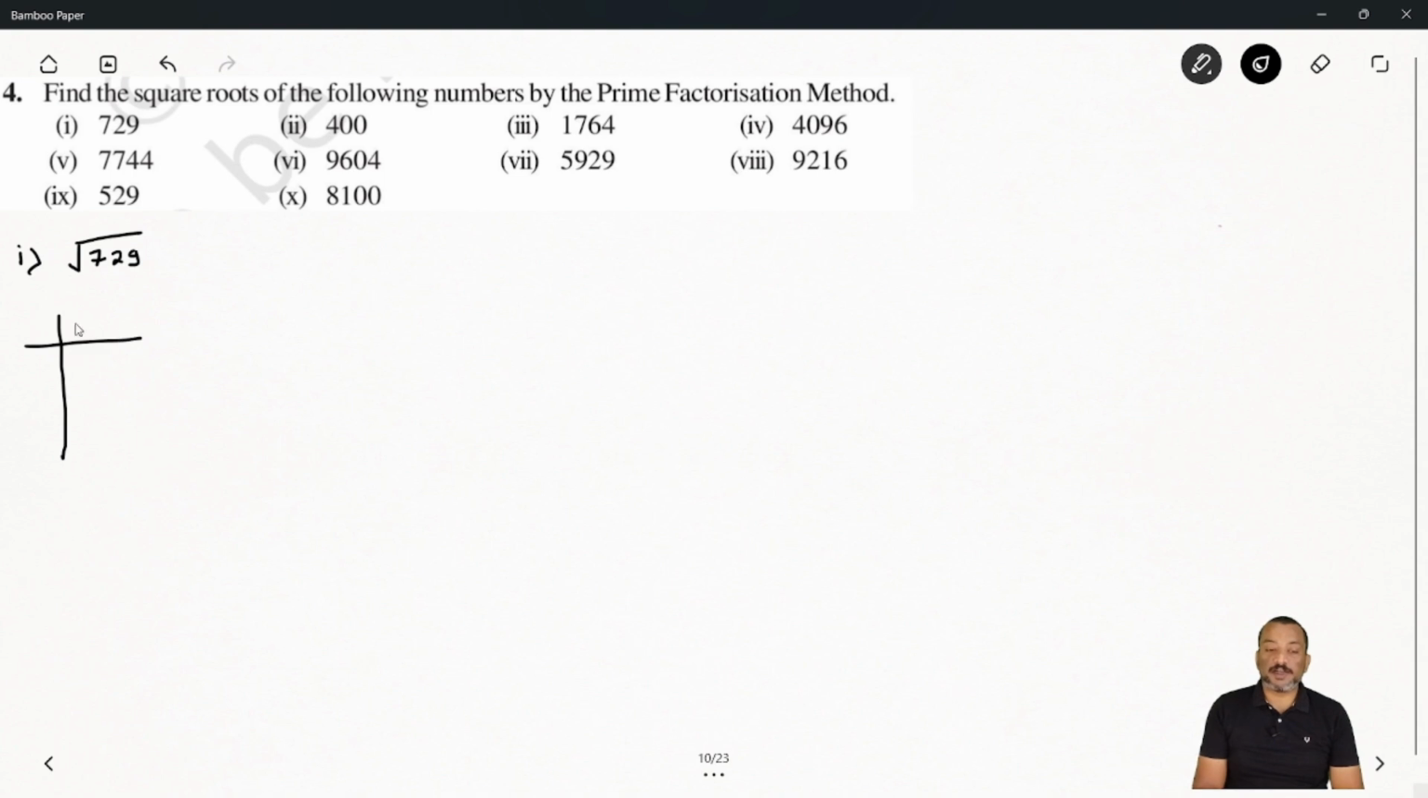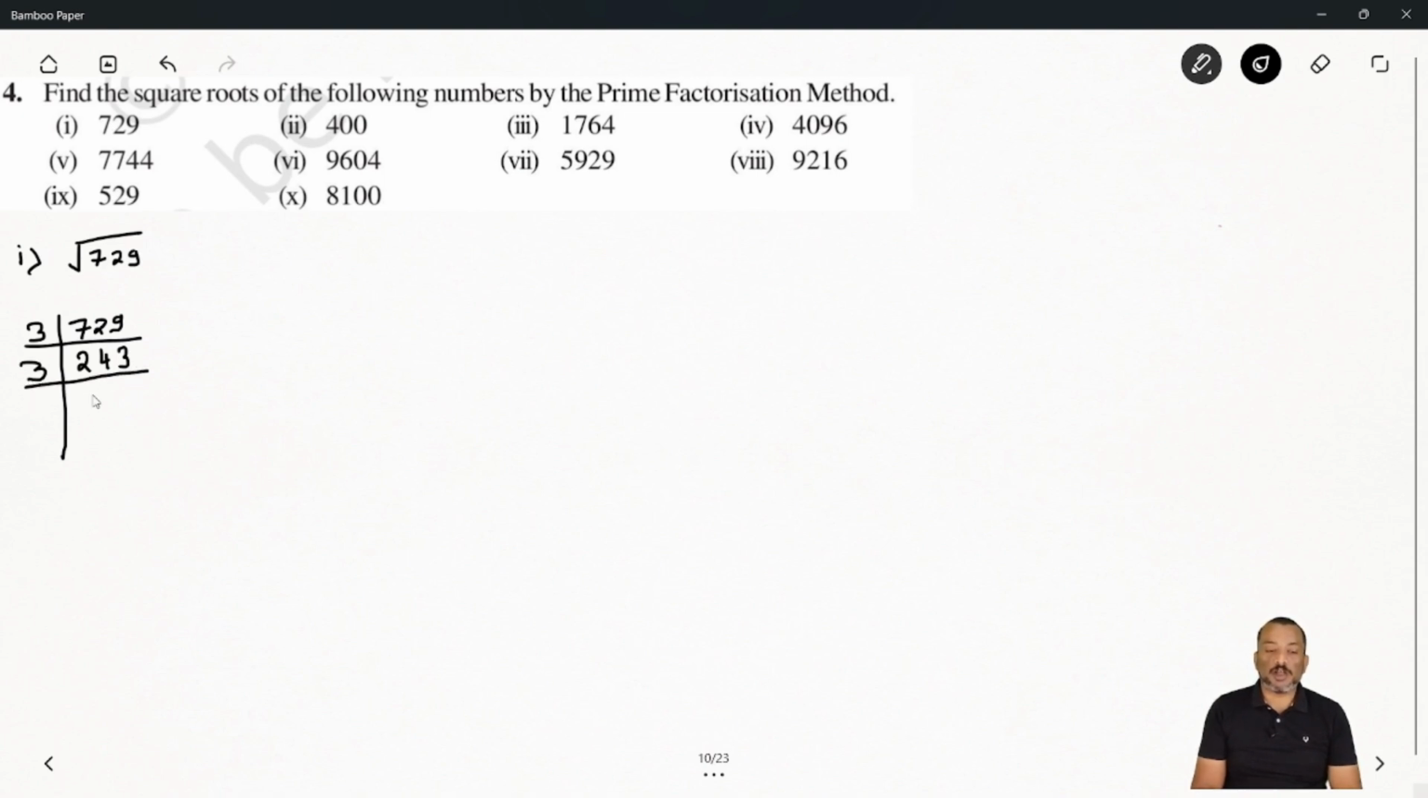So 729. You can see it is not divisible by 2, because the one's place is not 0, 2, 4, 6 or 8, so it is not. So we will go with 3. If you divide by 3, how much will you get here? 3 divided, 7 2 1, so 2, 4, and then after that you will get 3. Which means 243. Again you can divide by 3.